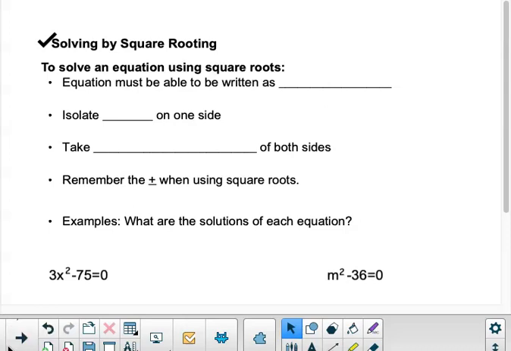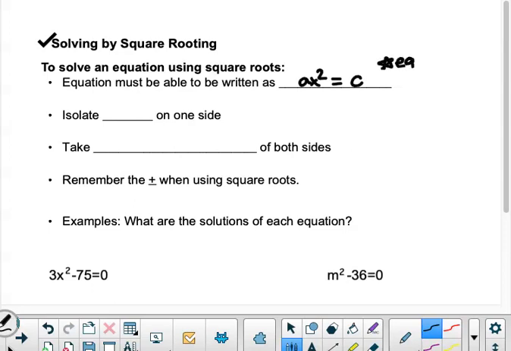All right, to solve an equation using square roots, the equation must be able to be written as ax squared equal to c, where c again is just some number. In other words, there is something that's important here. The equation can't have a b term.